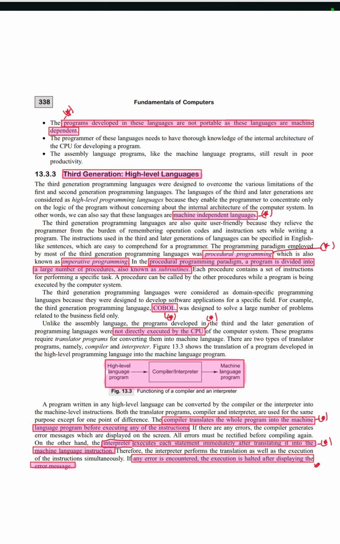Third generation: high level languages. These are machine independent languages, and most of the third generation programming languages were procedural programming, which is also known as imperative programming. In the procedural programming paradigm, a program is divided into a large number of procedures, also known as subroutines. COBOL was designed to solve a large number of problems related to the business field only.